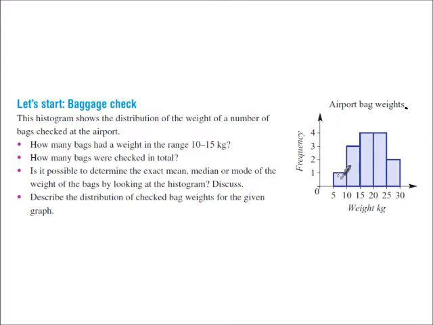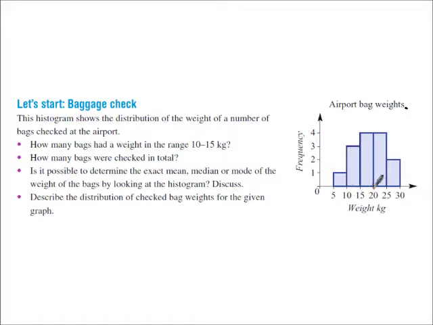So if I look at the histogram, this axis here is frequency. It tells me how many things are in this category. So one bag had a weight between 5 and 10 kilos. If I go to the category between 10 and 15 kilos, I can see that 3 bags fell between 10 and 15 kilos. So 3 bags were in that category.